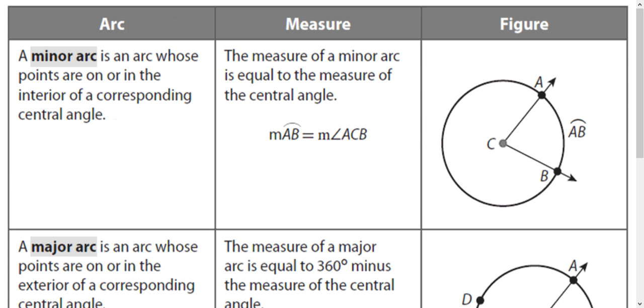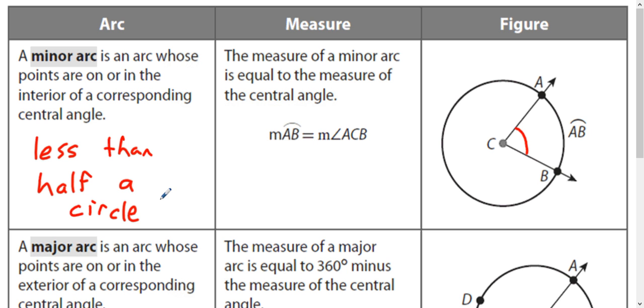Within arcs, we can talk about minor arcs or major arcs. A minor arc is less than half a circle. The measure of a minor arc is equal to the measure of the central angle. It's less than half the circle. That's the minor arc. It's the short way from point A to point B.